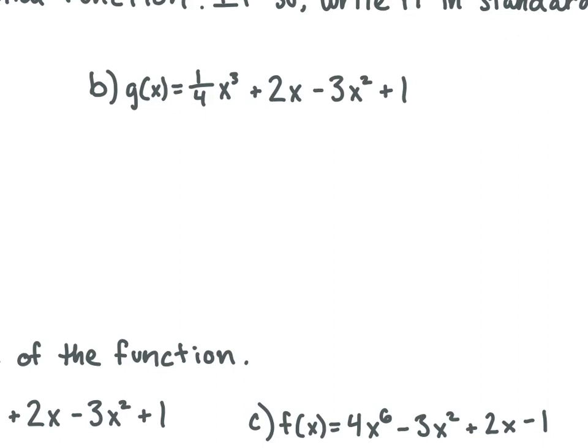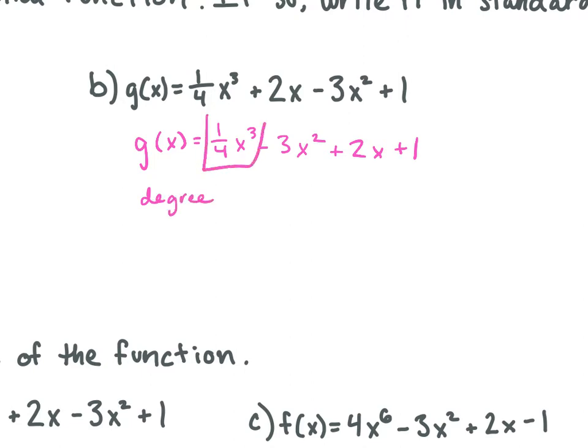Yes, so how would we put it in standard form? 1/4 x cubed minus 3x squared plus 2x plus 1. Awesome. So we just start with our highest degree, then work our way down. Now for degree, type, and leading coefficient, which term are we looking at? We're just looking at the first term.